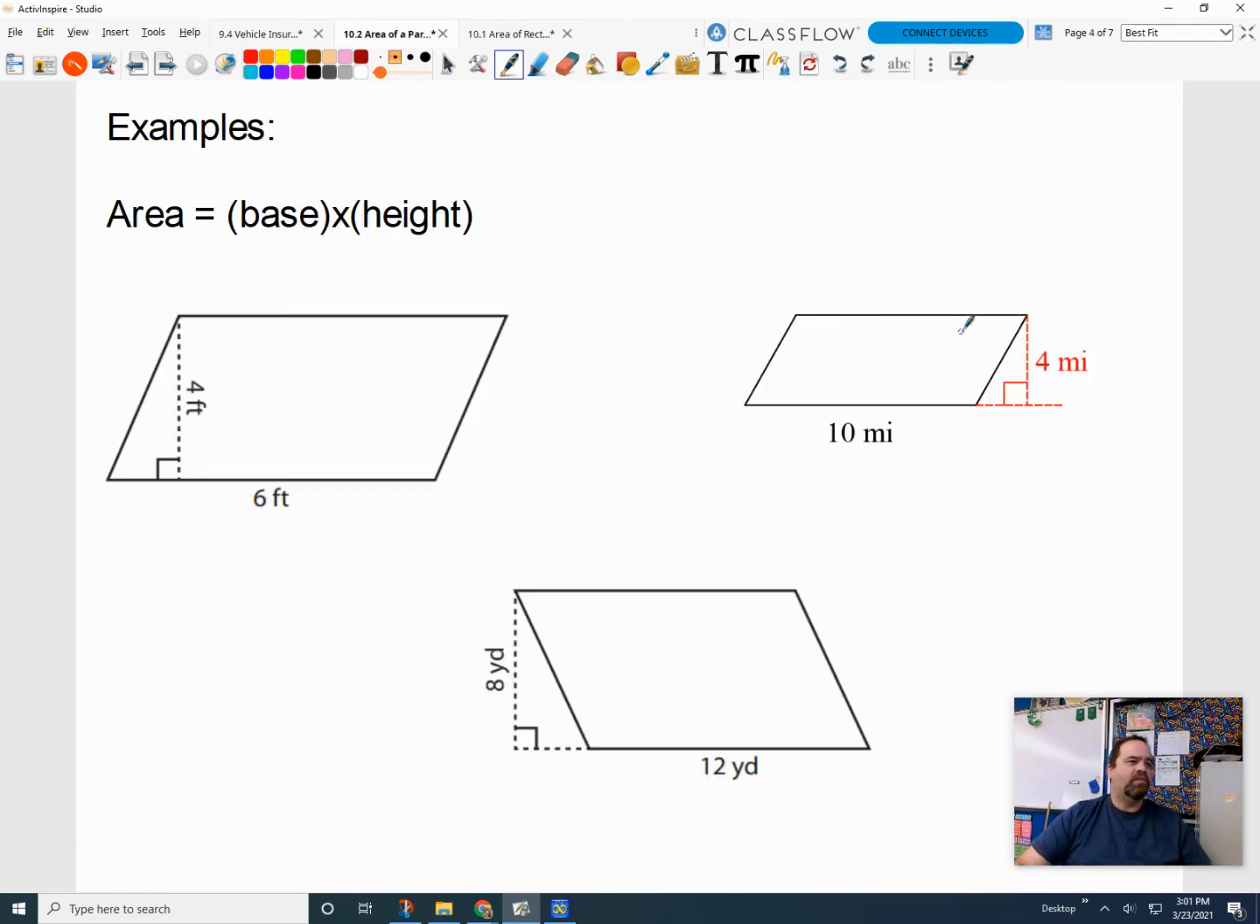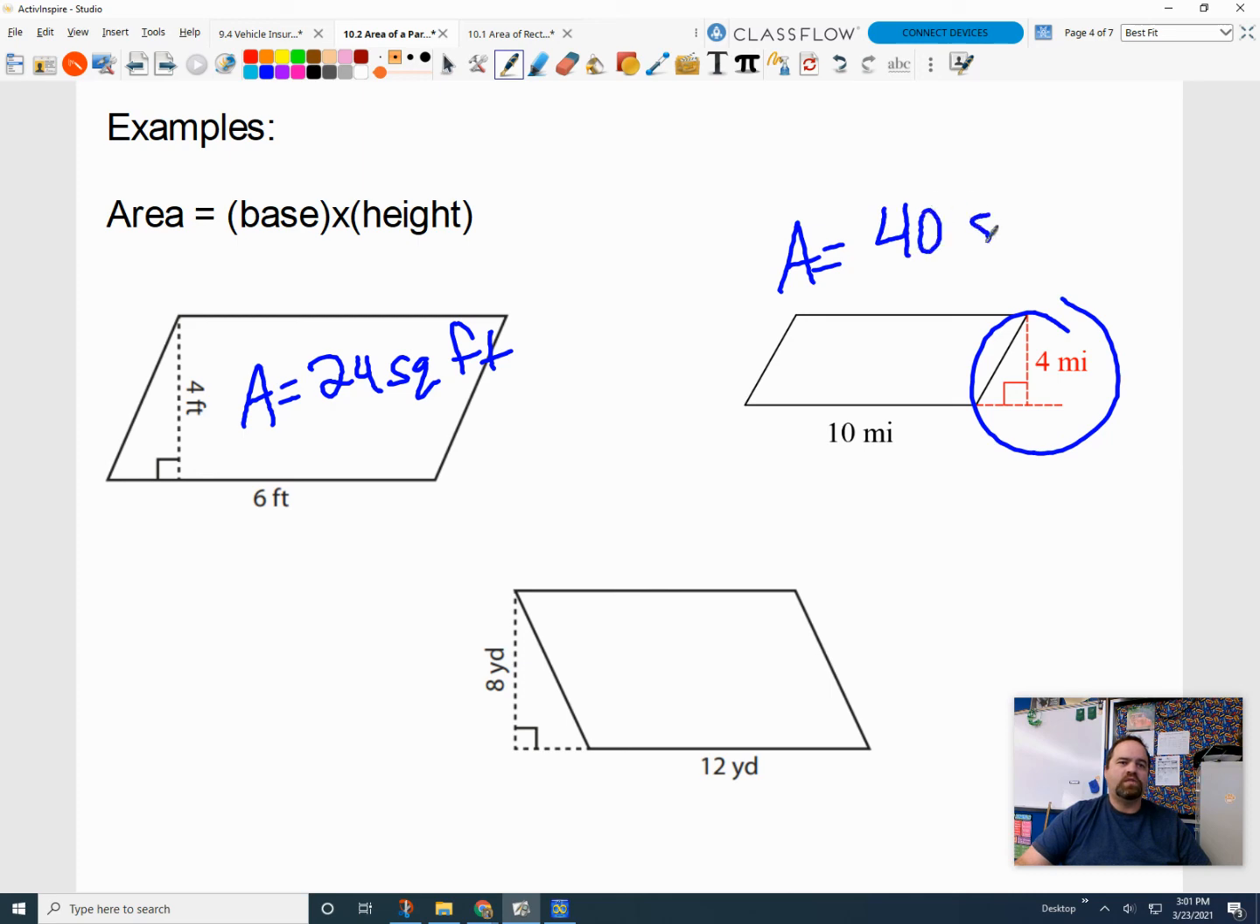So we can find the area of these really quick. The area of this guy here is 6 times 4. That is 24 square feet. This one over here, same thing. Base is 10. Height, this is what I was talking about here. Your height is outside the shape, but you're still going to just multiply your base and your height. 40 square miles. And then the one down here at the bottom, 12 times 8. This guy has an area of 96 square yards.